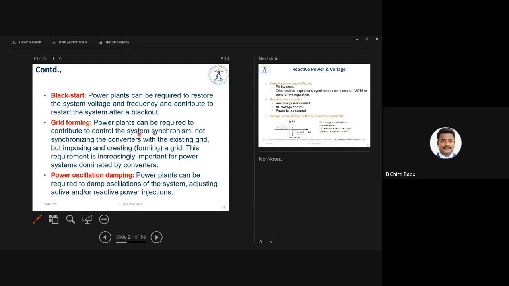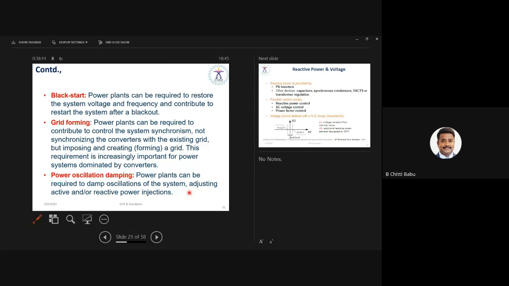I mean, the power plant can be required to contribute to control the system synchronization, not by synchronizing the inverter with the existing grid, but by imposing and creating a grid. This requirement is increasingly important for power systems dominated by converters. So the voltage source inverter that is connected with the utility grid virtually acts as a solid state synchronizer. By maintaining the inverter output frequency and the utility grid frequency, we are able to maintain synchronization. That is what the mode of operation is called, a grid forming inverter, or GFI.